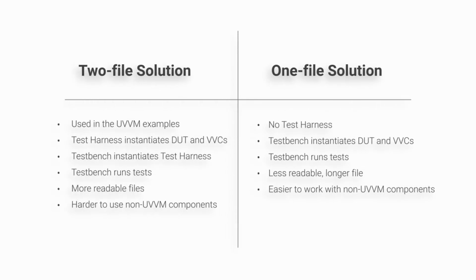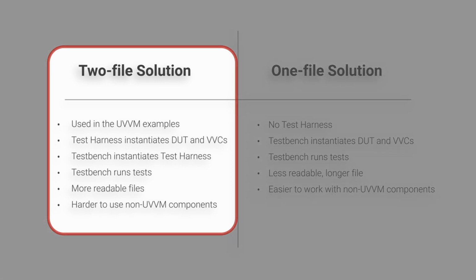If we're using readily available verification components, we only need 1 or 2 files to set up a verification environment. The 2-file solution is used in the UVVM examples and consists of a test harness and a test bench. The test harness instantiates the design under test and the verification components and connects the signals between them. The test bench instantiates the test harness, initializes the environment, and runs the test cases by sending commands to the verification components and evaluating their response.